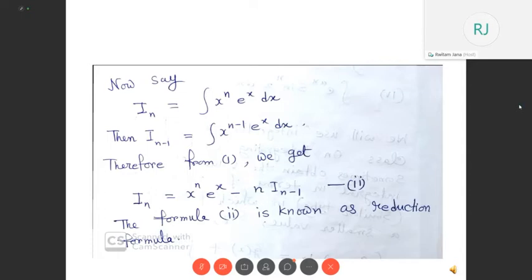You can see that the n value is greater than or equal to 1. If you put n equals to 0, then you will get I suffix minus 1 in equation number 2, which is not possible. So if you want to calculate the I0 value, that is for n equals to 0, you have to put n equals to 0 in your original In, that is the integral of x to the power n e to the power x dx. So your I0 value will be the integral of x to the power 0 e to the power x dx, which is e to the power x plus c.